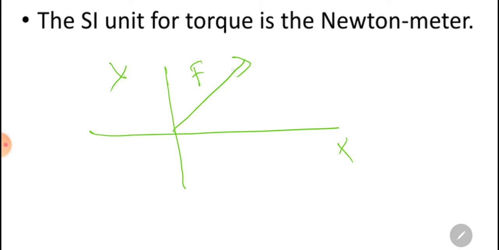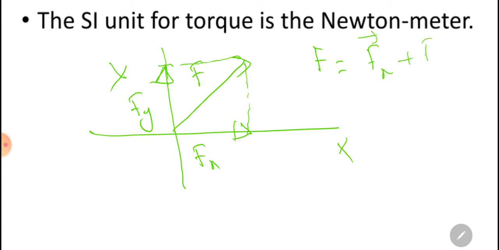This is force. Draw a perpendicular on the x-axis, this will give you the x component. Draw a perpendicular on the y-axis, this will give you the vertical component. So just write F in vectorial form is equal to Fx vector plus Fy vector. In vectorial form, it should be written like this.